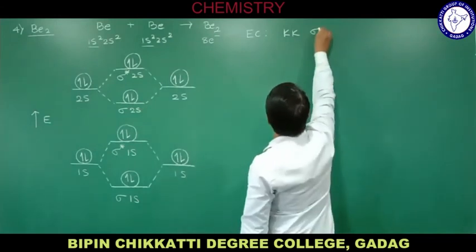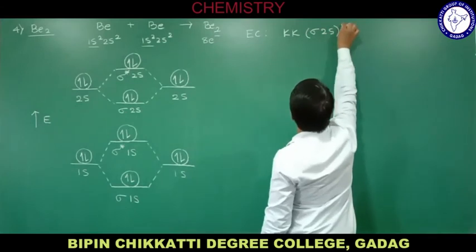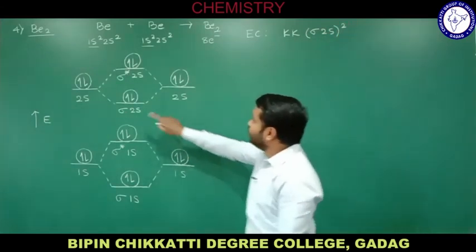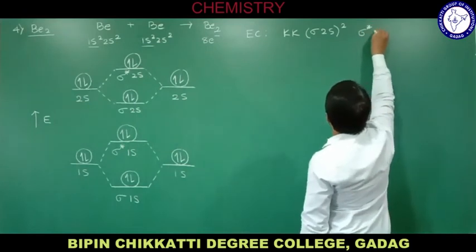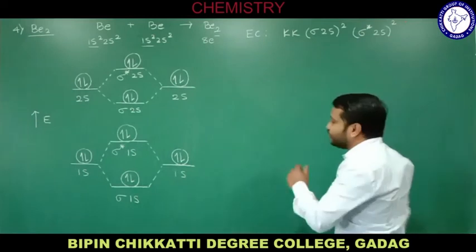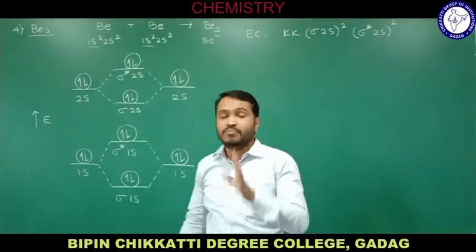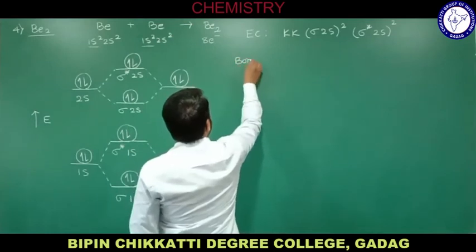So we have a sigma 2s, and in that molecular orbital we have 2 electrons, superscript 2 I write, and one more we have where we have electrons, that is ABMO sigma star 2s, and in that case also we have 2 electrons. So that is the electronic configuration according to MOT. Will go for bond order.